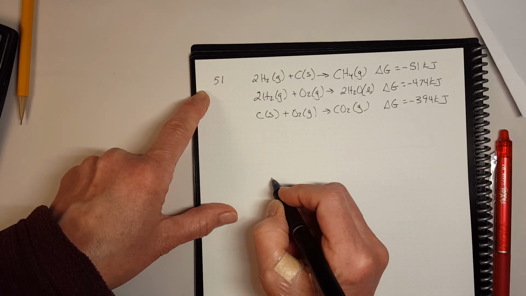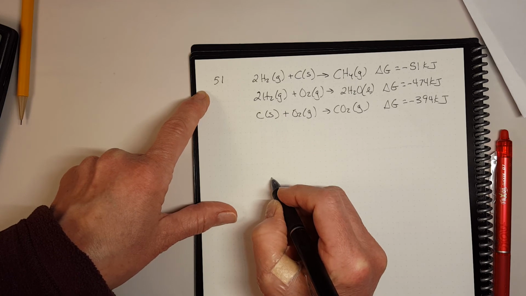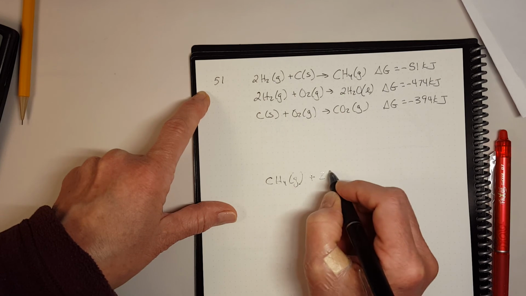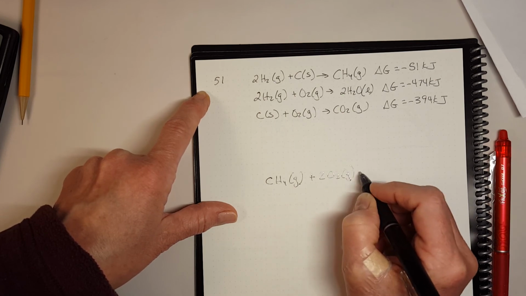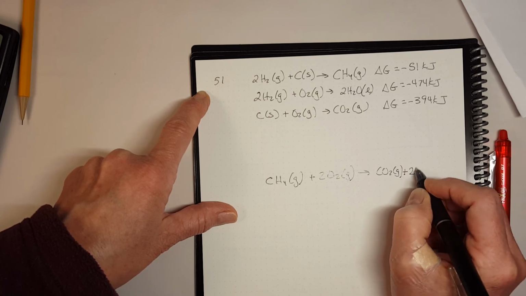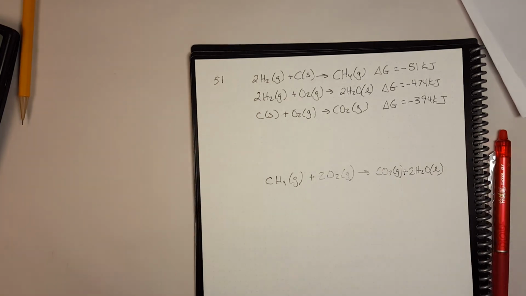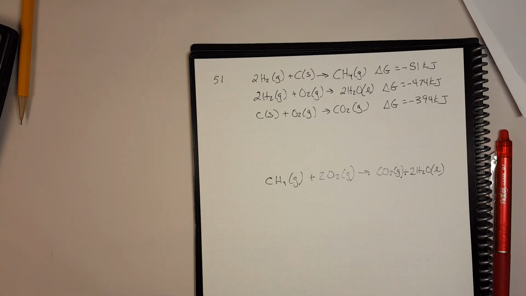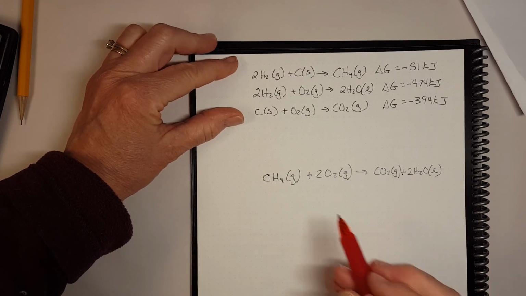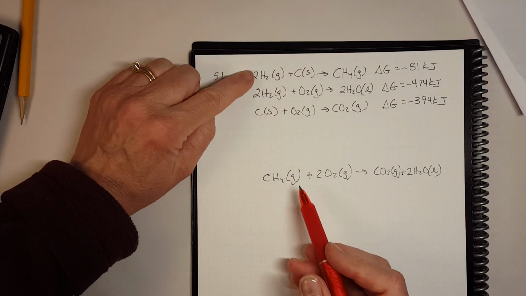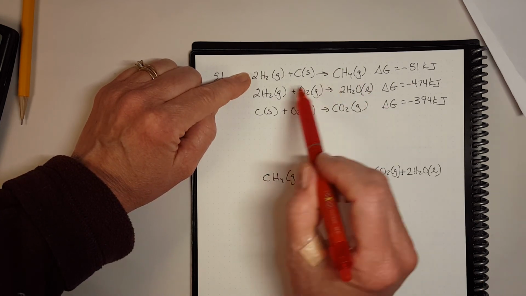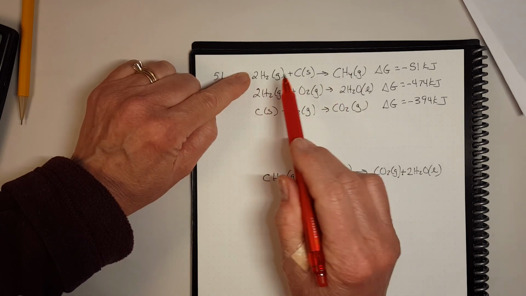And what we want is to calculate the delta G for CH4 gas plus 2O2 gas makes CO2 gas plus 2H2O liquid. And I want the delta G for that. Okay, so this is a lot like the Hess's law problems. So I have these 3 equations and I have to manipulate them in order to get this equation down here. So the first one I'm going to look at is CH4. CH4 is here and nowhere else. So that means that this reaction has to be reversed.